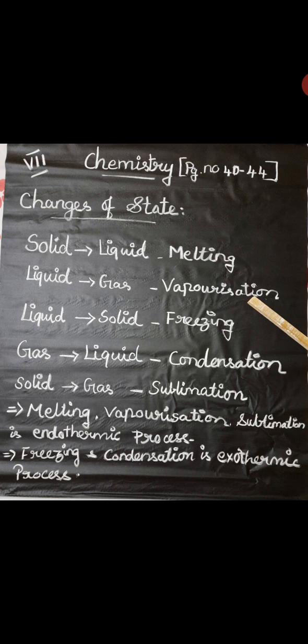What are the processes? Melting, vaporization and sublimation. These occur when we are heating, and only when heat is given will these processes be done. That process is called an endothermic process. In the endothermic process, the speed of the molecules will increase and they will be moving faster.